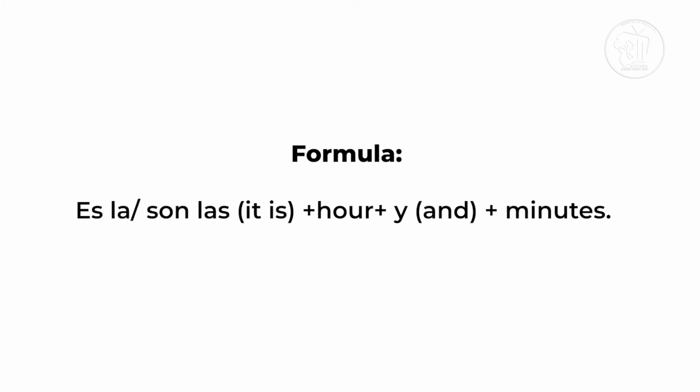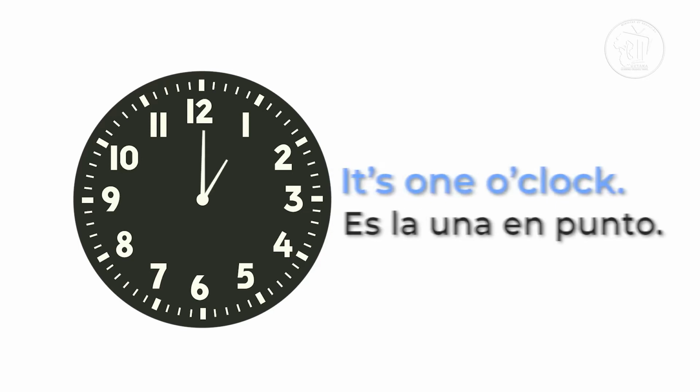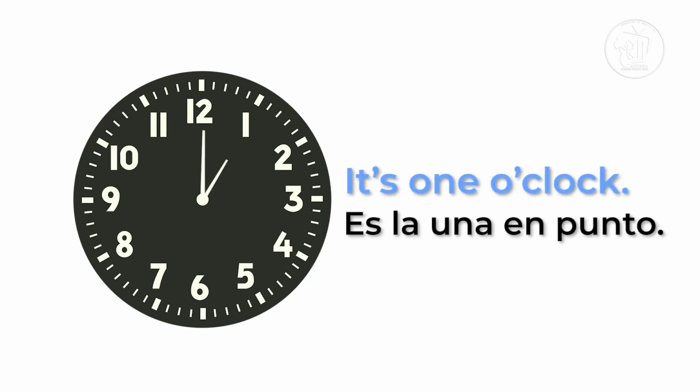So here is the formula. Es la or son las, depending on the hour, plus the hour at hand, plus y, which means and, plus the minutes. Let's look at how to tell the time in Spanish if the time is on the hour. So if the hour is 1 o'clock, in Spanish we say es la una. Es la una.